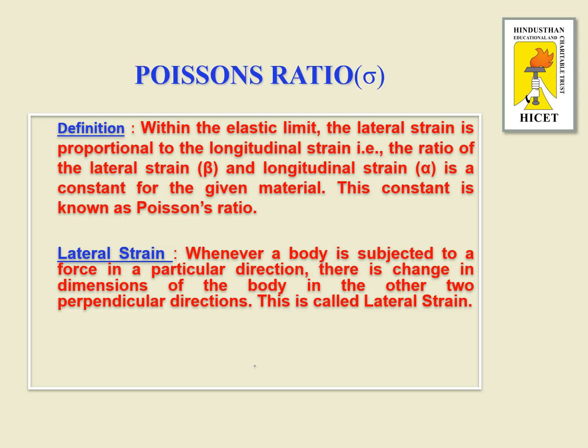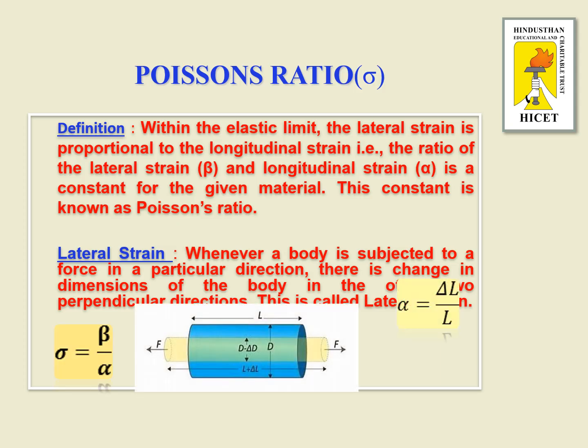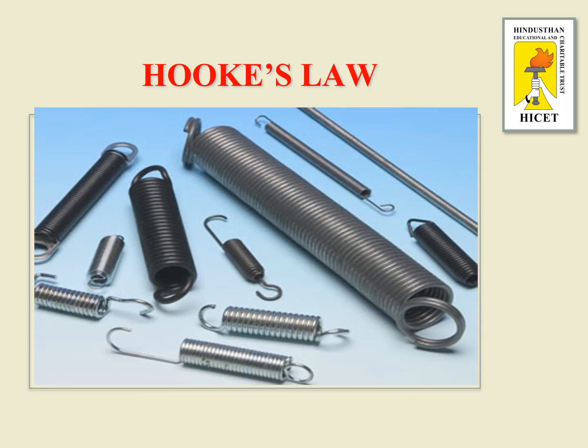Lateral strain, the definition is: whenever a body is subjected to a force in a particular direction, there is a change in dimensions of the body in the other two perpendicular directions. This is called lateral strain. That is, sigma is equal to beta by alpha, and alpha is equal to change in length divided by original length. Therefore, beta is equal to the ratio between change in diameter, delta D, to the original diameter D. Now let us see about Hooke's law.